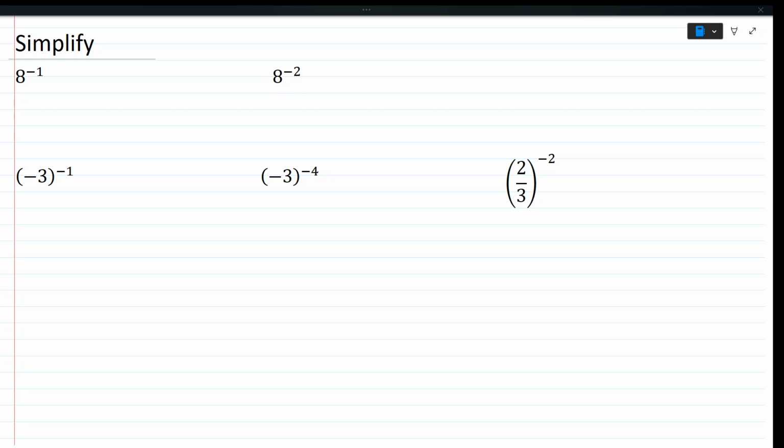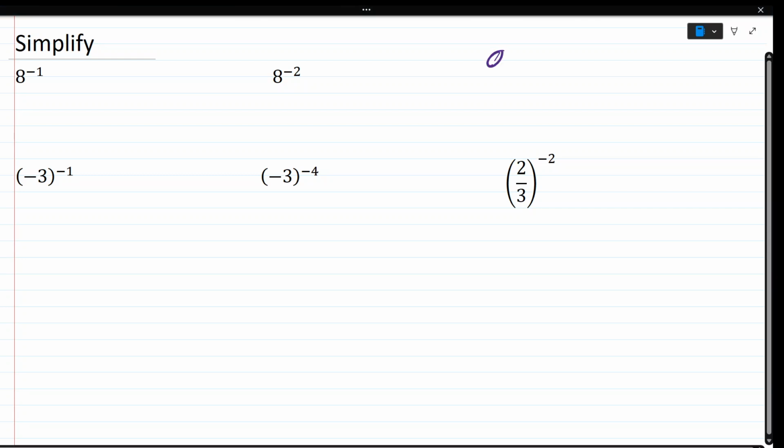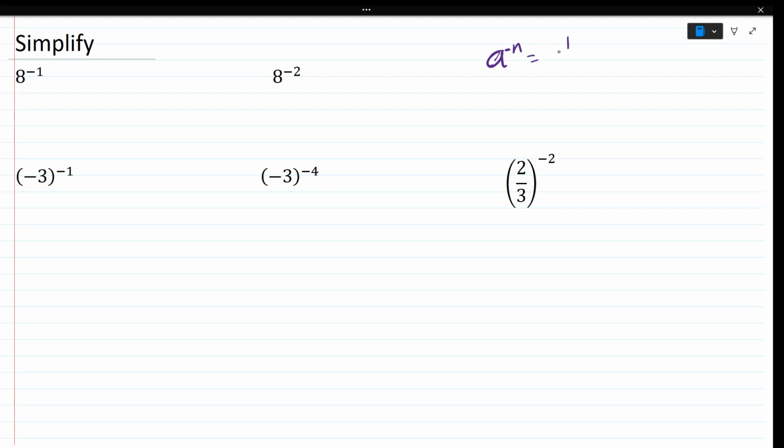Hello, in this example we'll do some examples of simplifying numerical expressions with negative exponents. One thing before we do any of these examples, just remember that if you had a number, or let's say a to the negative n, that's the same thing as 1 over a to the n.